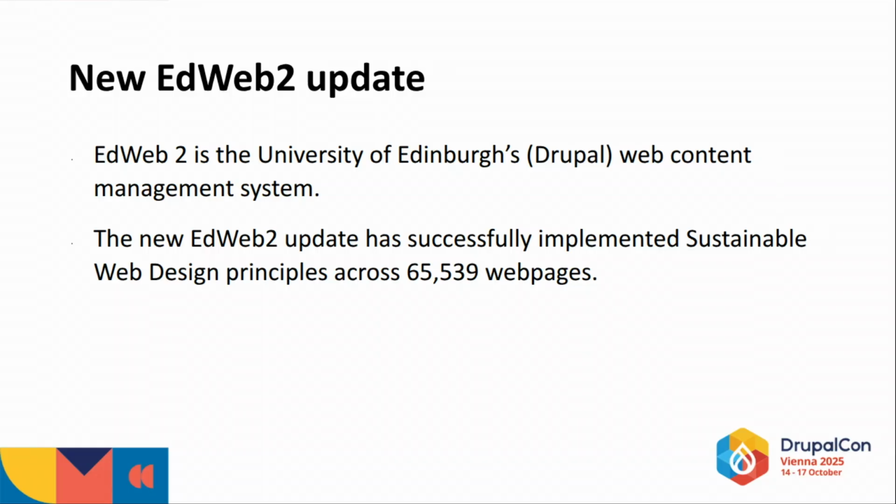So I should probably explain that EdWeb 2 is the name of the University of Edinburgh's Drupal web content management system. The University of Edinburgh has a centralised content management system like a lot of universities do. We've got a central web platform, and it's called EdWeb 2. I'll try not to give you too much of a history, but as you might imagine, there was an EdWeb 1. After some serious deliberation by the team, over a number of months, maybe even years, it was finally decided that EdWeb 2 was going to be the natural name for the next content management system.